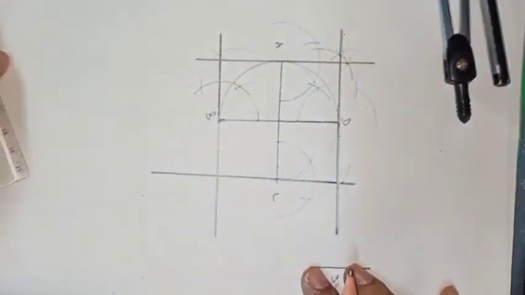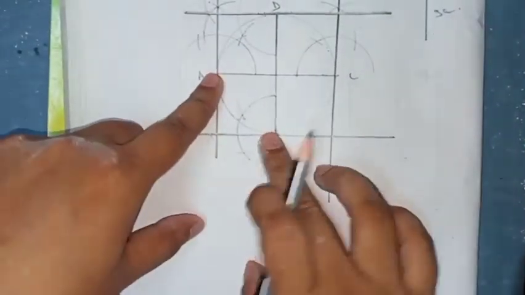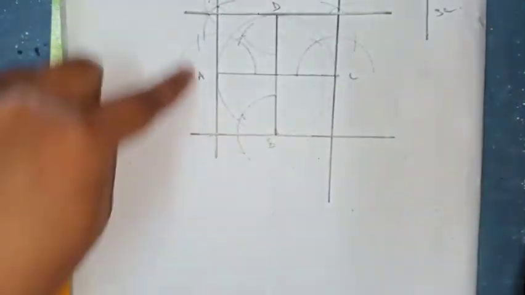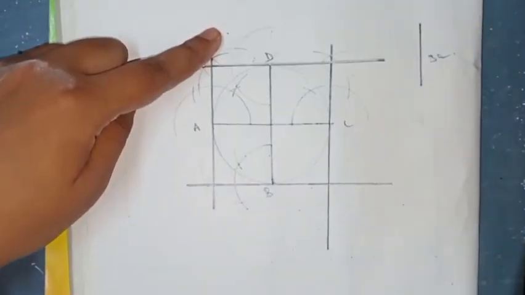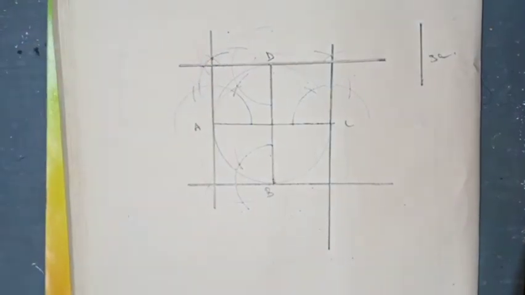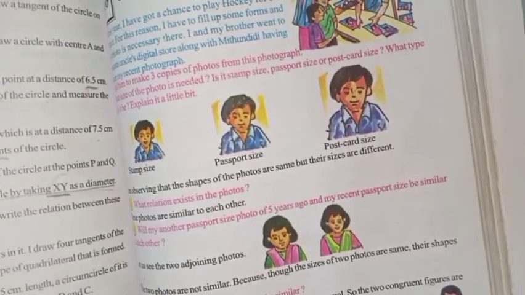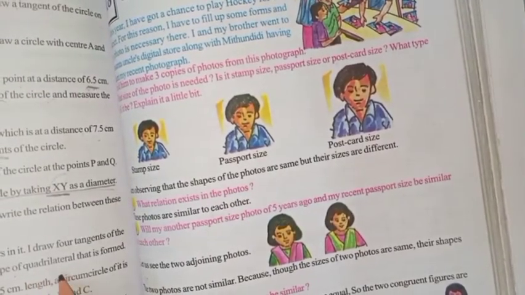So you can see, after drawing four tangents at the end points of the diameters, you are getting the shape of a square. Can you see this one? Square shape you are getting. So they are asking in the question, you can read the question again: write the type of quadrilateral that is formed.